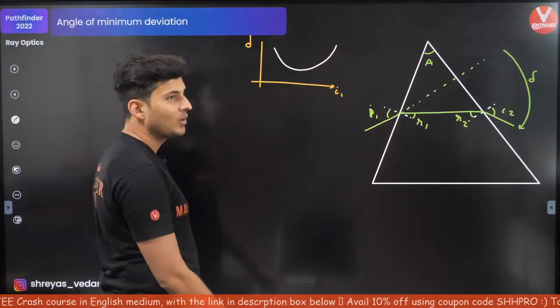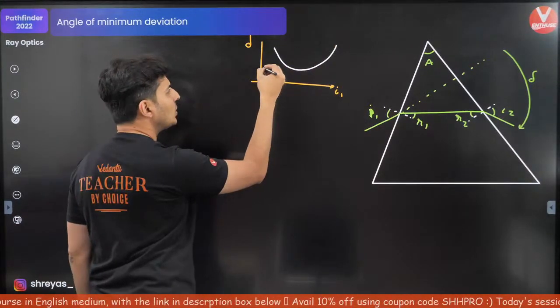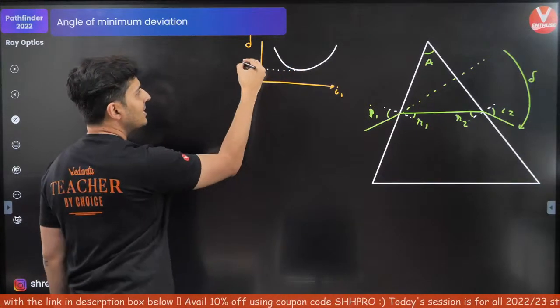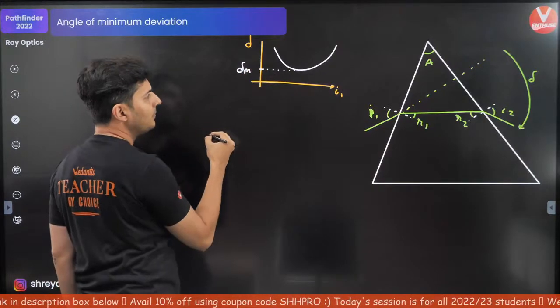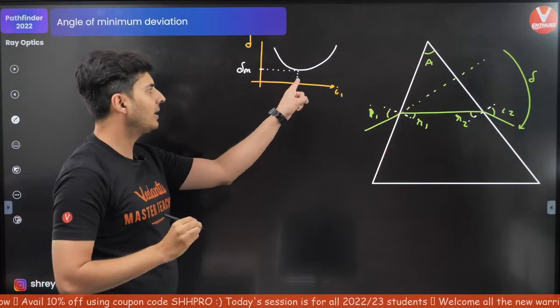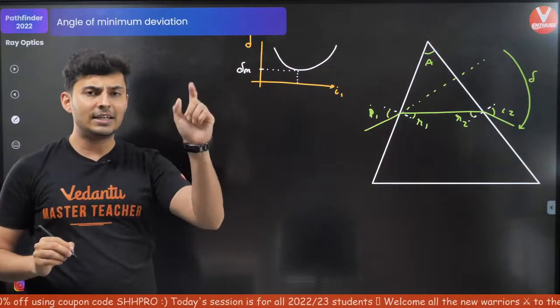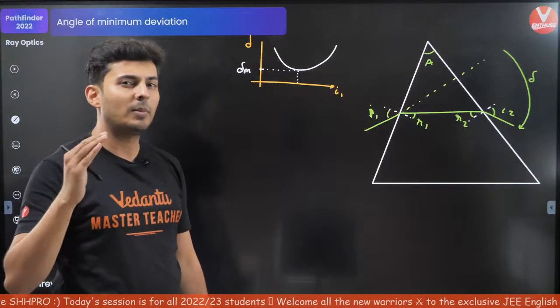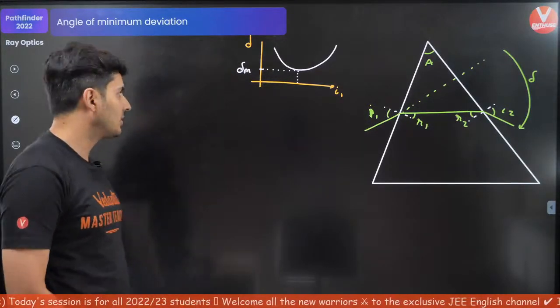That clearly shows that there is some delta, which is the least delta, delta minimum, for some angle of incidence. For a certain angle of incidence, the delta is the least. Okay. Now let's try to analyze this problem a little bit differently and observe this.